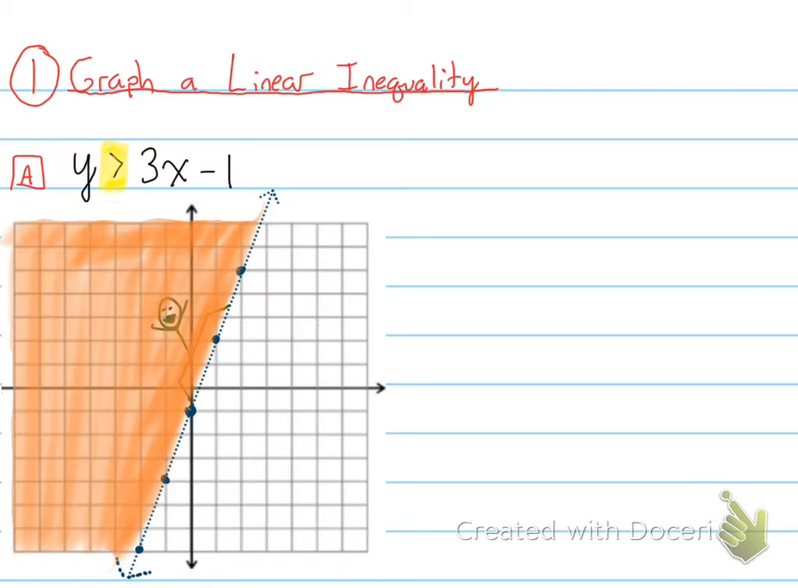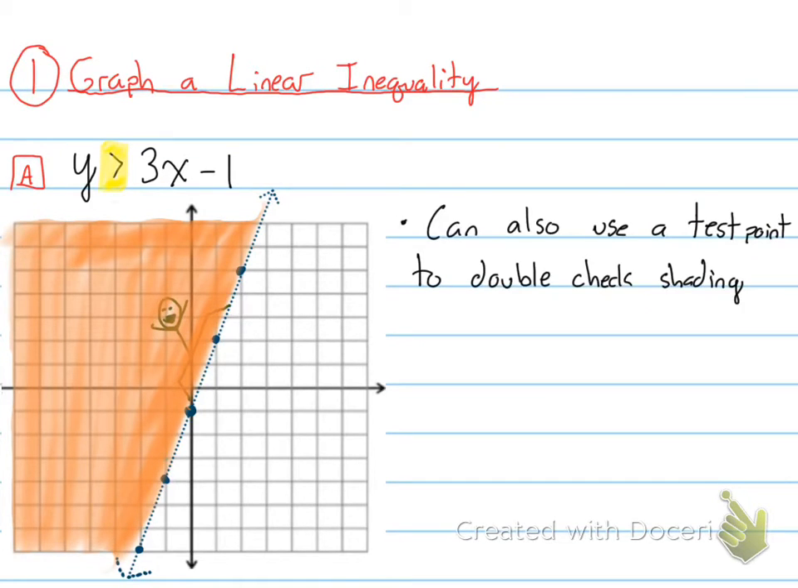The last thing that you could do, other than the roller coaster theory, is a little more proper: use a test point. A test point is another way to double check your shading to see that you're shading in the correct area. Something to keep in mind is that this shading indicates that any coordinate in that orange shaded region would be a solution that would make that inequality true. So what I'm going to do here is pick a coordinate in what I just shaded in orange, and see if that holds up in my inequality.